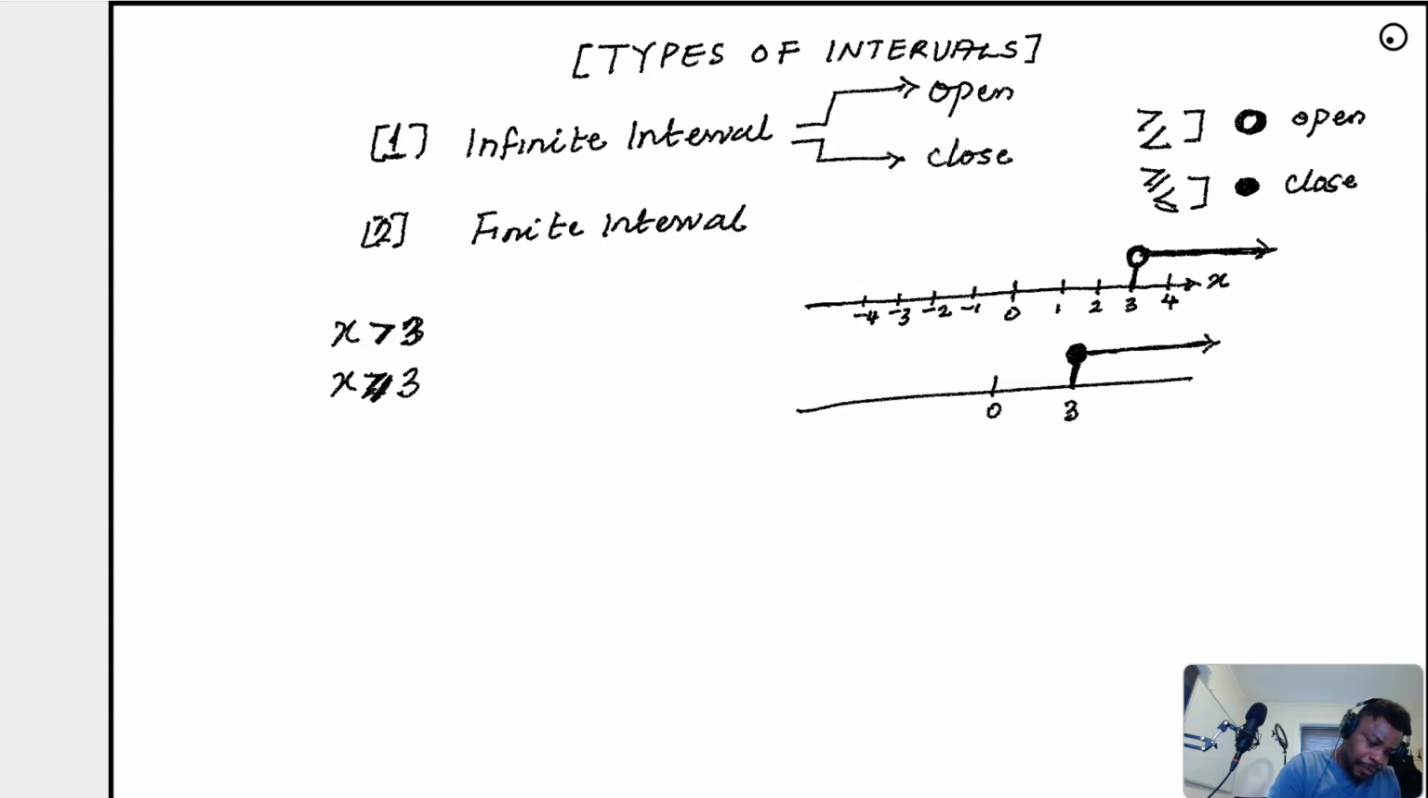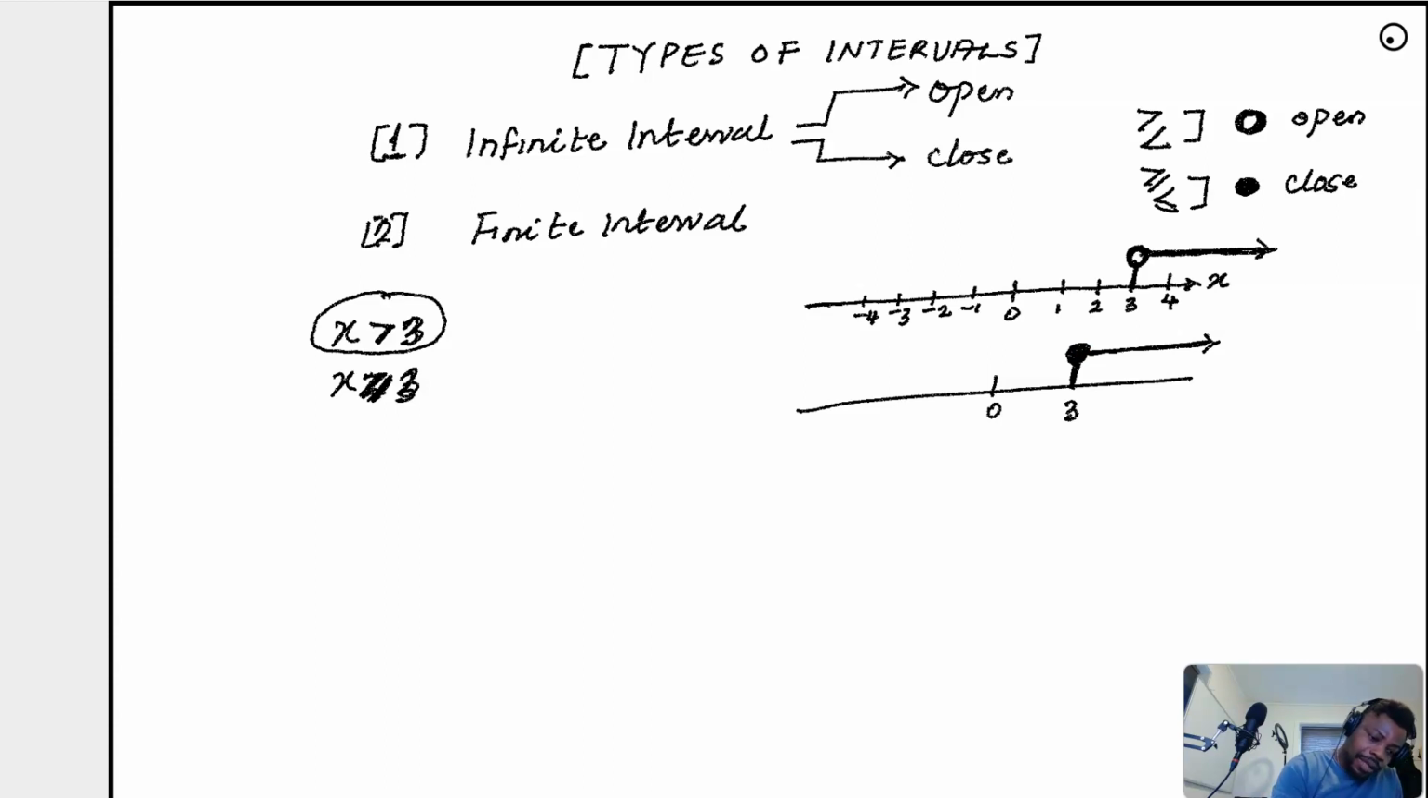You see the difference now? The first one here, x is greater than 3, meaning 3 is not included, right? Because it's greater than 3. So you are going to use open circle and it's greater than. But the next one is x is greater or equals to. That means is including 3. So you are going to use close and is greater than.